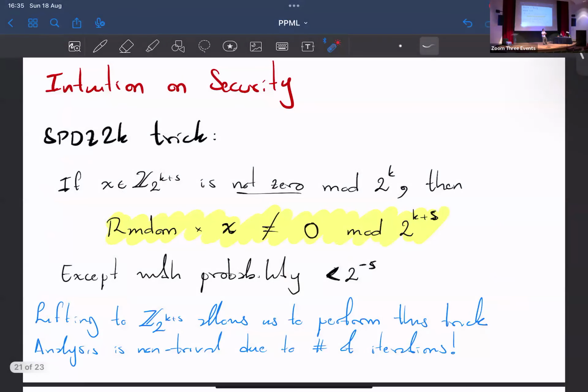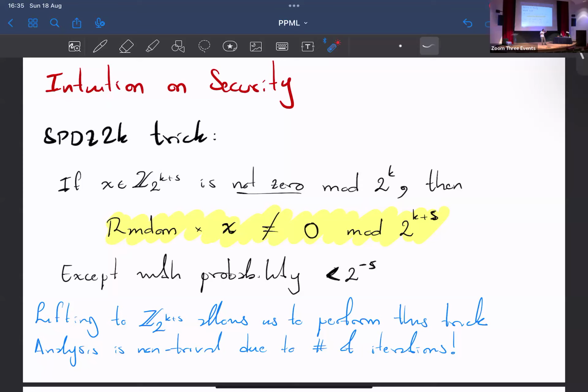Intuition on security, we use the SPDZ2k trick. I cited the paper earlier. Basically, why do we go from k to k plus s? It turns out that if a value x is not 0 modulo 2 to the k, and you multiply it by a random value, it's very unlikely that the random value times x is 0 modulo 2 to the k plus s. Over fields this is trivial. Random times non-zero is probably non-zero.